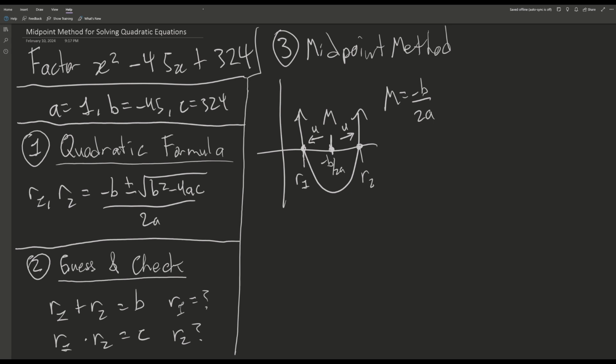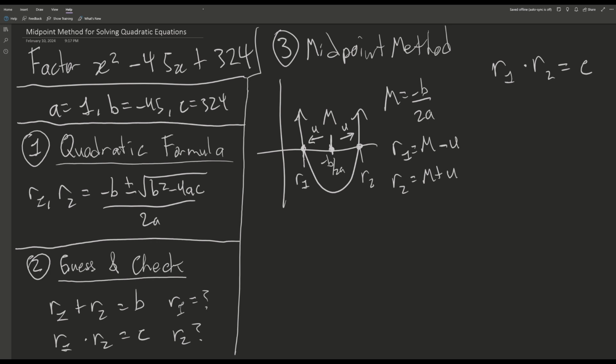And I can describe this relationship as root 1 equals the midpoint minus the distance u, while root 2 is equal to the midpoint plus the distance u. Okay. From our guess and check method, we know that r1 times r2 is equal to c.